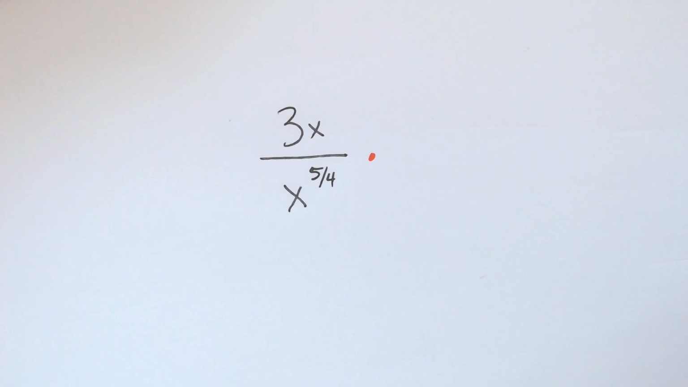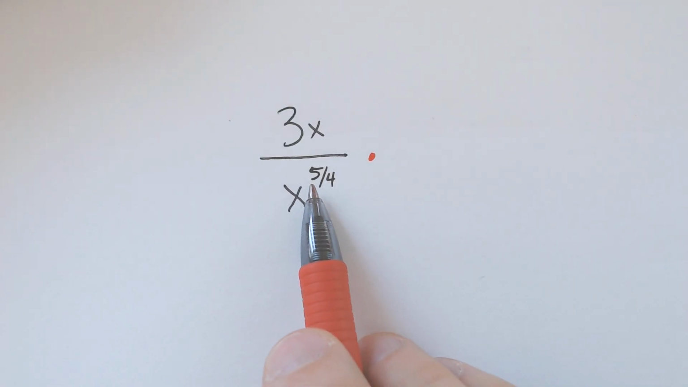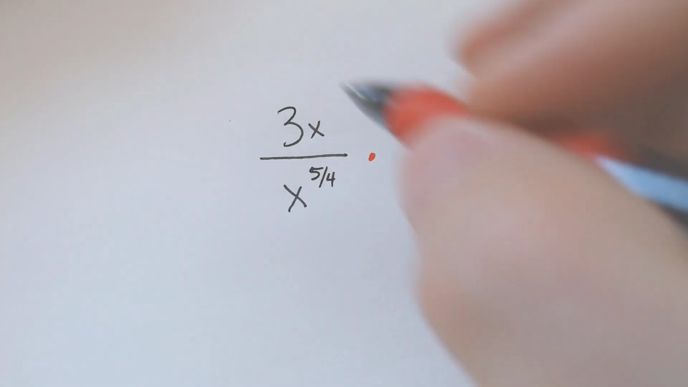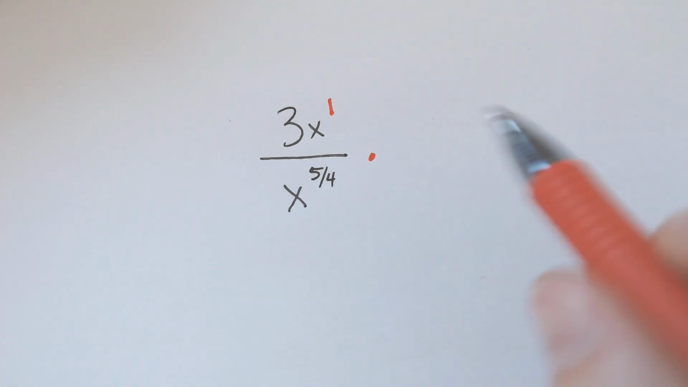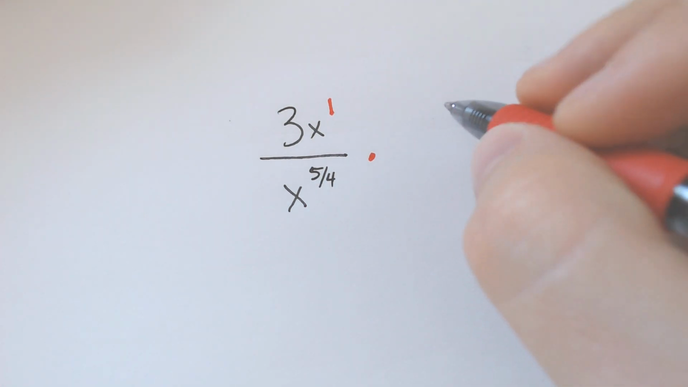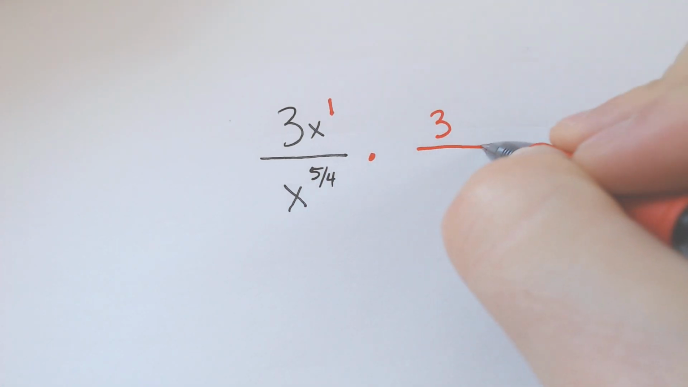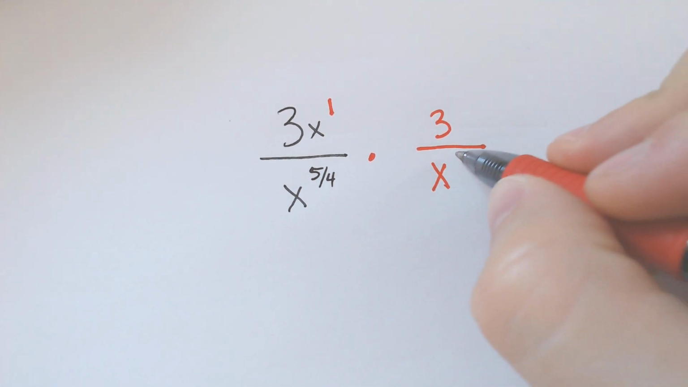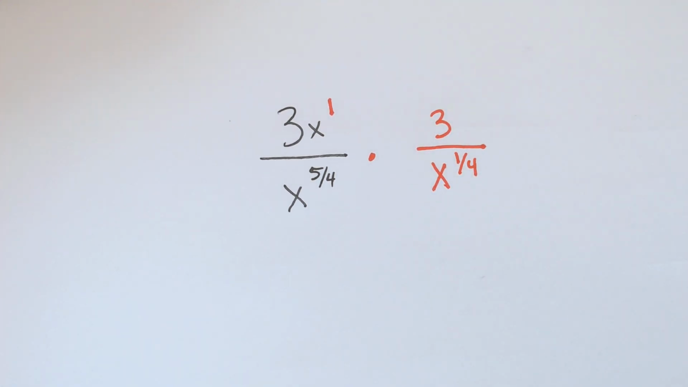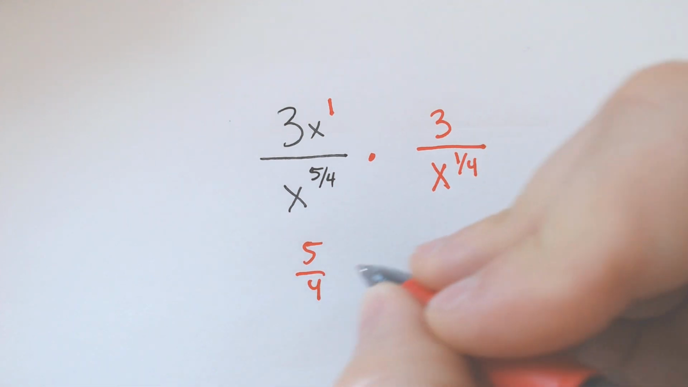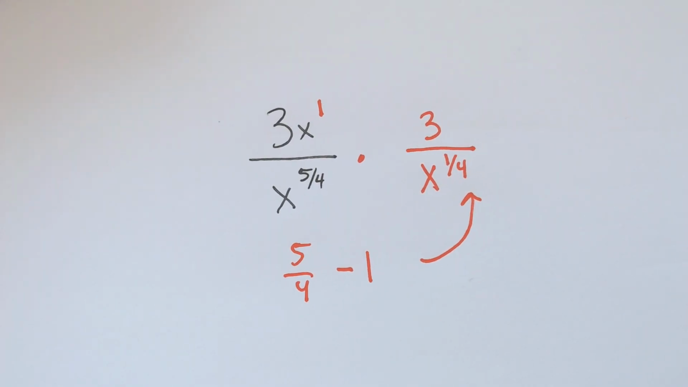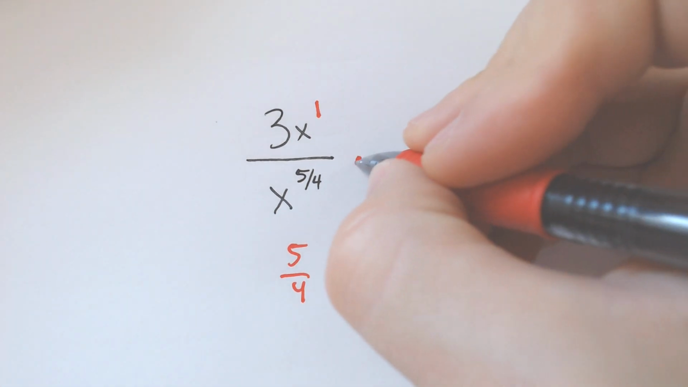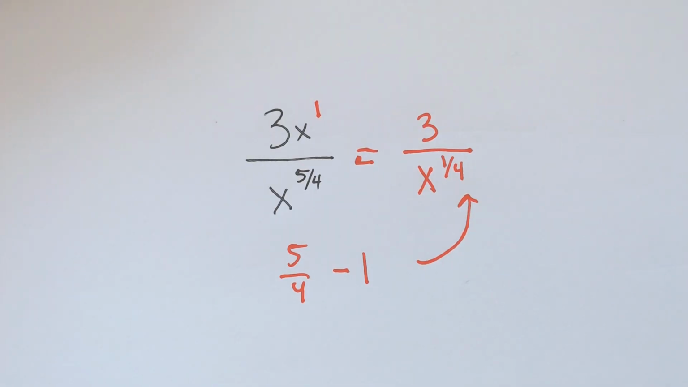If we were to try and simplify this, we would have to understand that 5/4 is bigger than 1. Okay? And if we know that, we should be subtracting our exponents, and if we did that, we would end up with 3 over x to the 1/4 power, because if you took 5/4 and subtracted 1, you'd get 1/4. Okay? So these two things are equal.